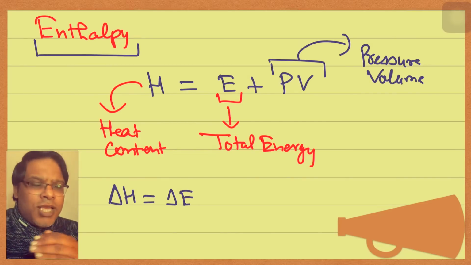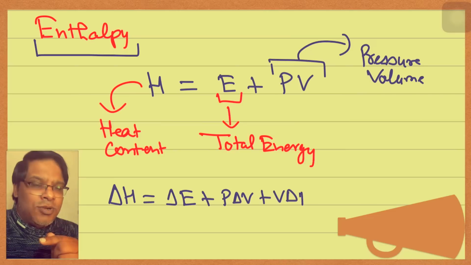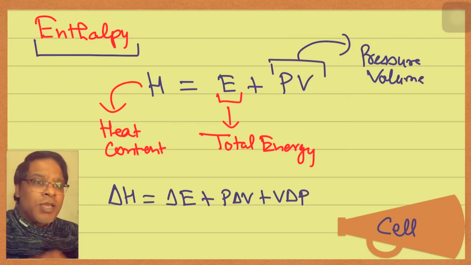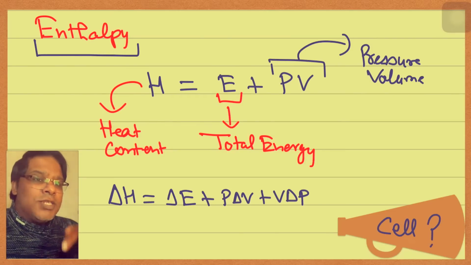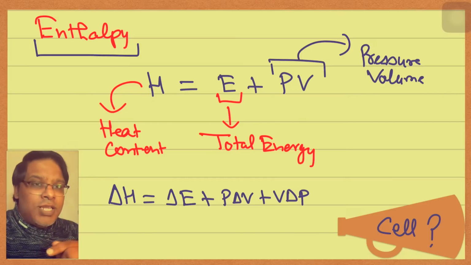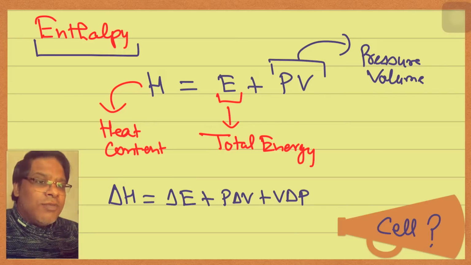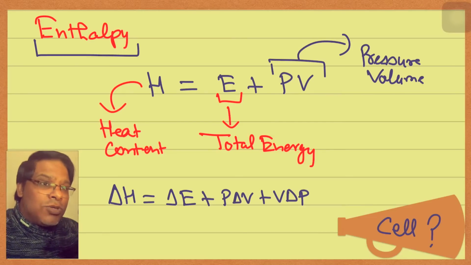Now let us expand this. Delta H, the change in enthalpy, is equal to delta E plus P delta V plus V delta P. You can easily expand this. Delta H is equal to delta E plus P delta V plus V delta P. Now we are going to see how this equation is going to be in the case of the cell.